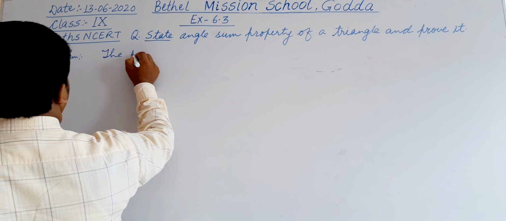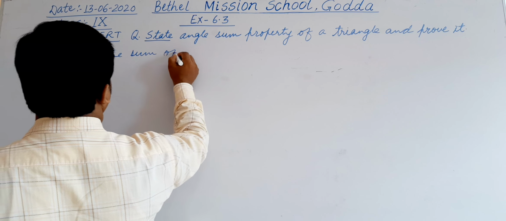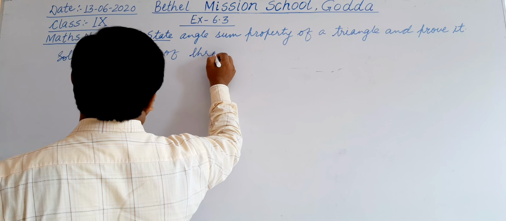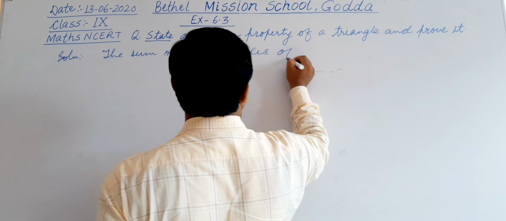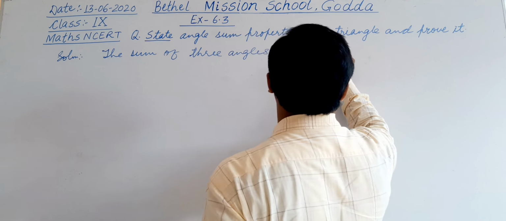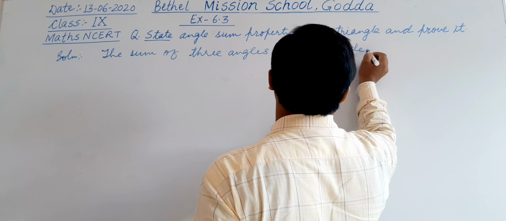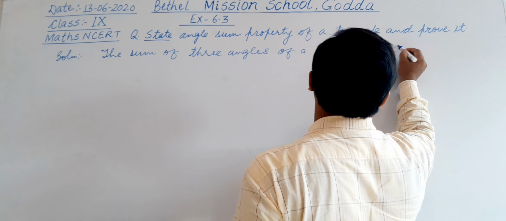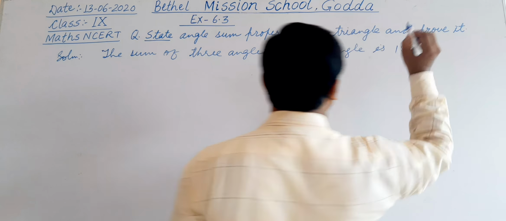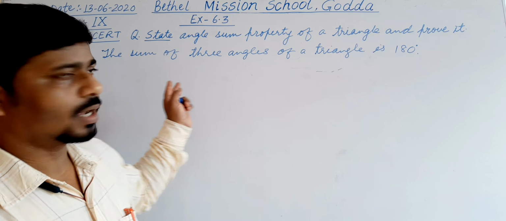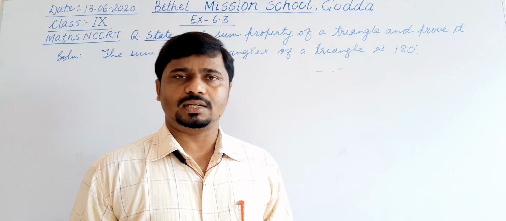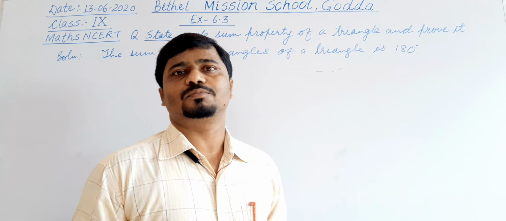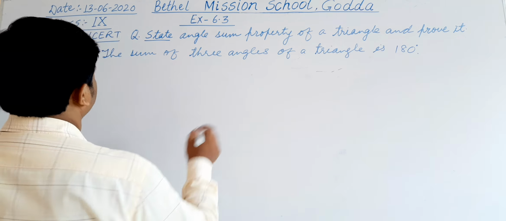The sum of three angles of a triangle is 180 degree. Okay, the sum of three angles of a triangle is 180 degree. That is called angle sum property of a triangle.